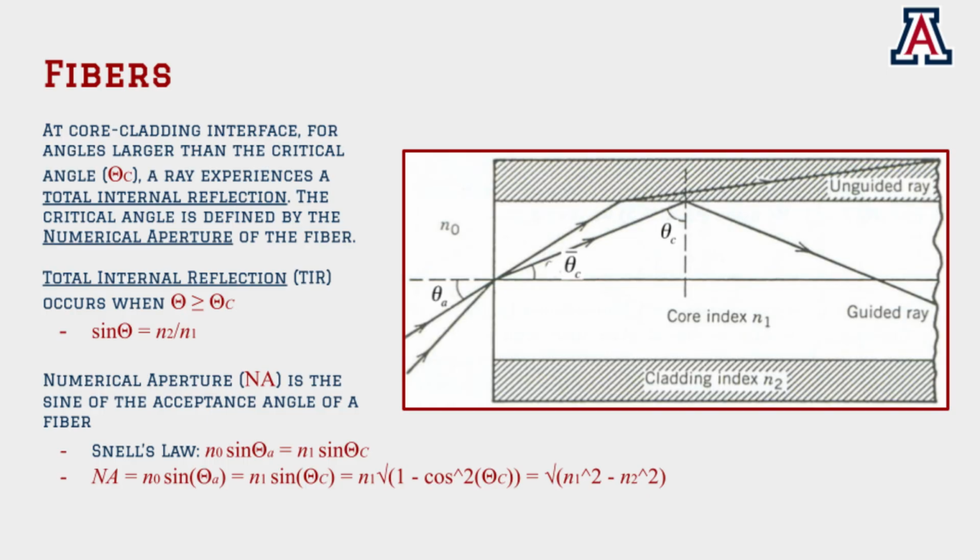The critical angle is defined by the numerical aperture of the fiber, itself defined as the sine of the acceptance angle of a fiber. Using Snell's law, we use the formula shown to determine a fiber's numerical aperture.